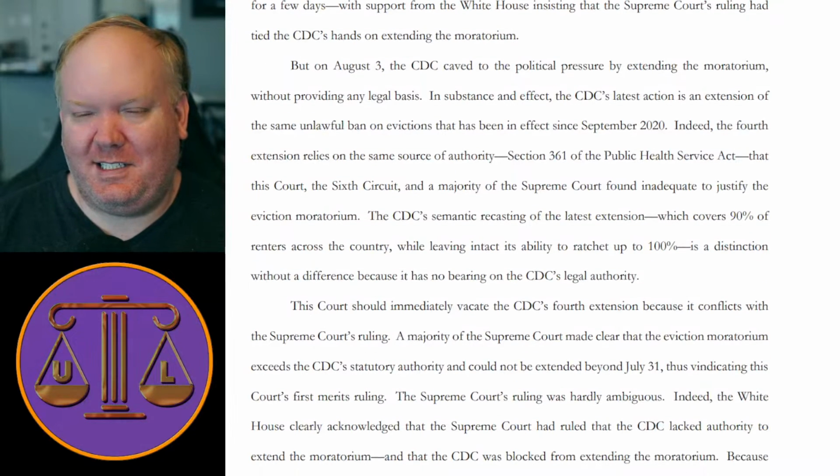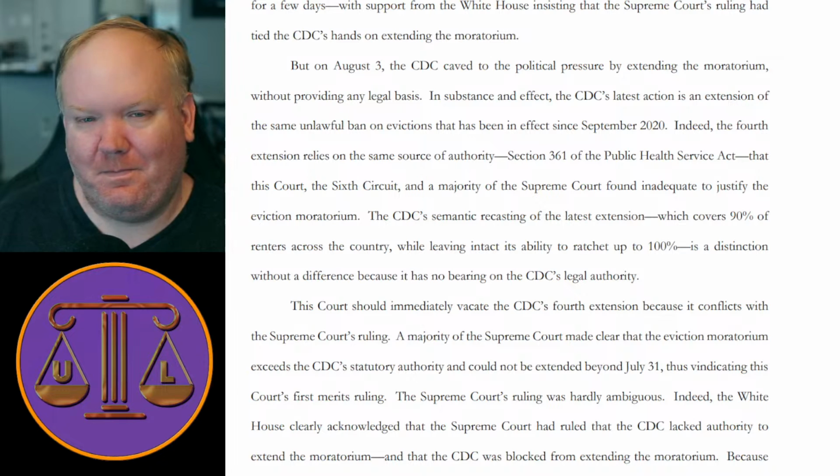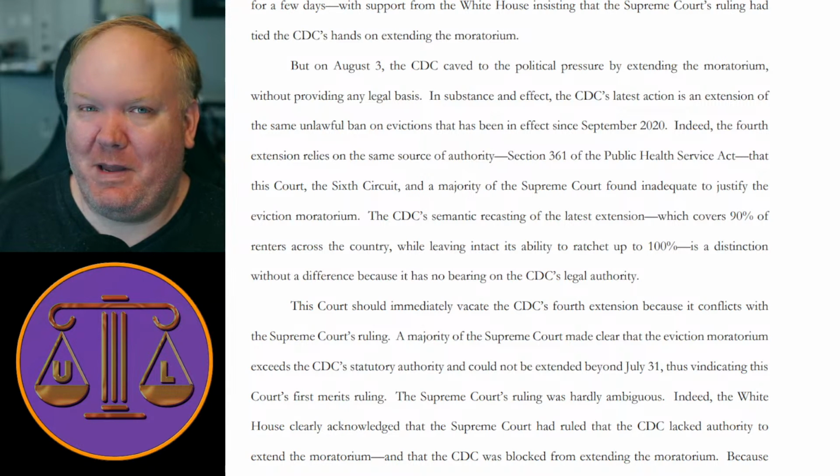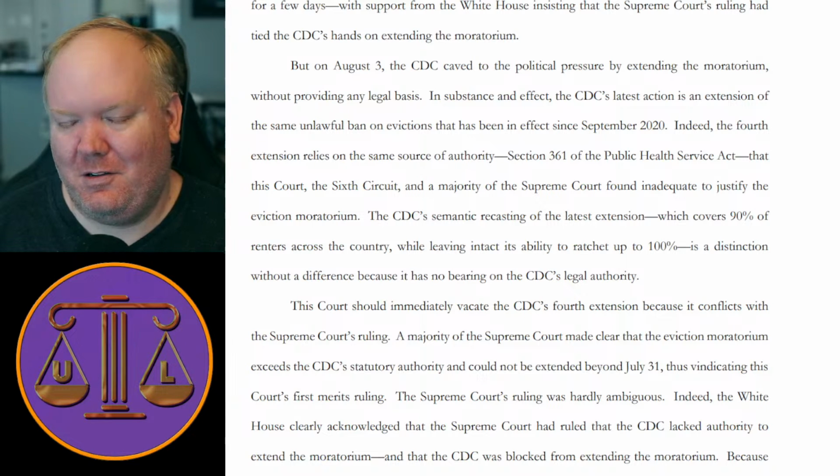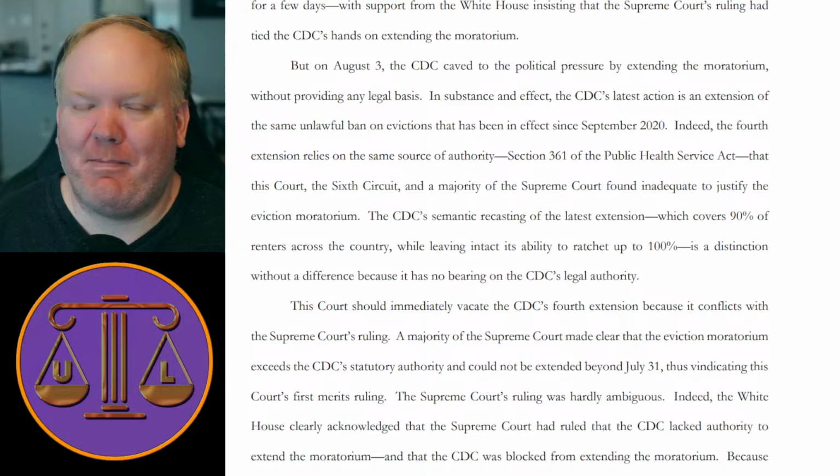But on August the 3rd, the CDC caved to political pressure by extending the moratorium without providing any legal basis. It would be hard. They tried to, incidentally, but no. In substance and effect, the CDC's latest action is an extension of the same ban, pretty much. Indeed, the fourth extension relies on the same source of authority, Section 361 of the Public Health Act, which we have read several times, and I'm just giving you the summary of. The CDC has the power to sanitize things and force people out of buildings that are tainted and destroy infected articles and so forth and so on. Not so much with the stopping of the evictions.